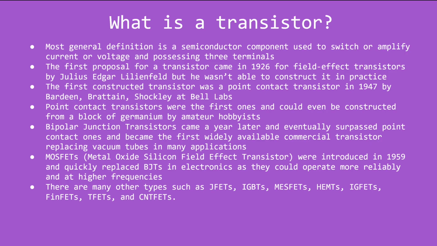So what is a transistor? Well, the most general definition is a semiconductor component used to switch or amplify current or voltage and possessing three terminals. The first proposal for a transistor came in 1926 by Julius Edgar Lilienfeld. Although the first constructed transistor was invented in 1947 by Bardeen, Brattain, and Shockley at Bell Labs, and it just consisted of a block of germanium and some gold metal contacts, and this was called a point contact transistor.